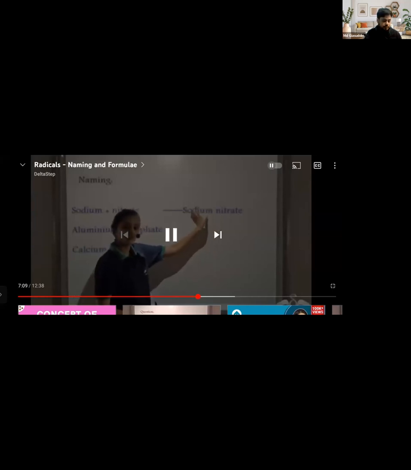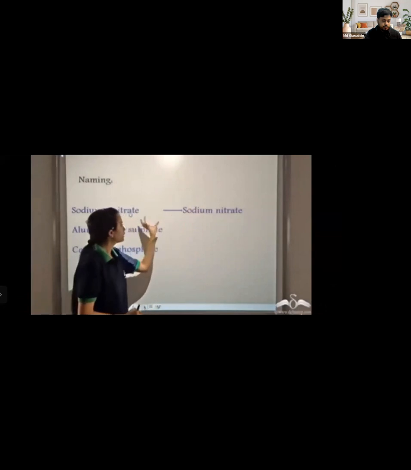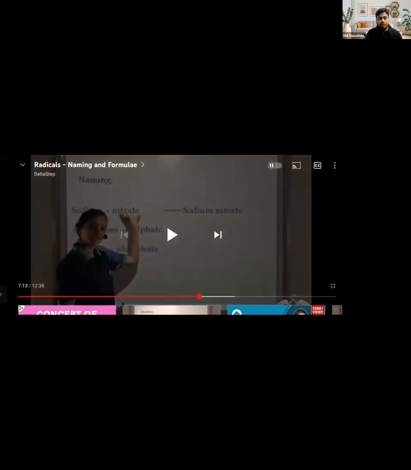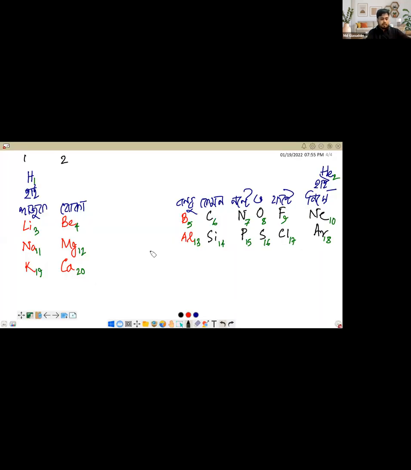So here sodium is positive since it's a metal. Nitrate. Okay, so let me share the screen with you. So is my screen visible to all?